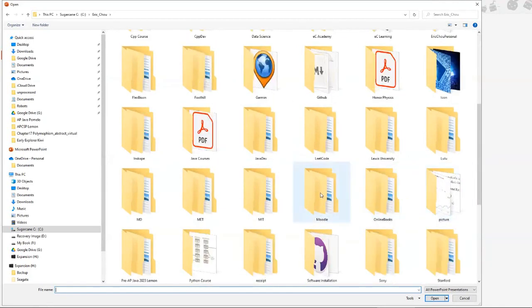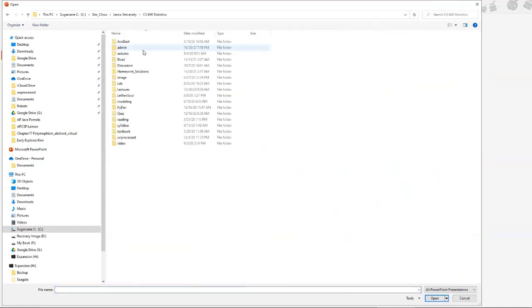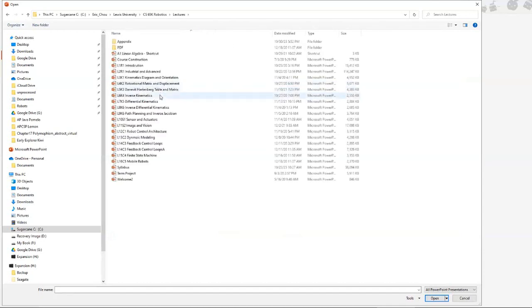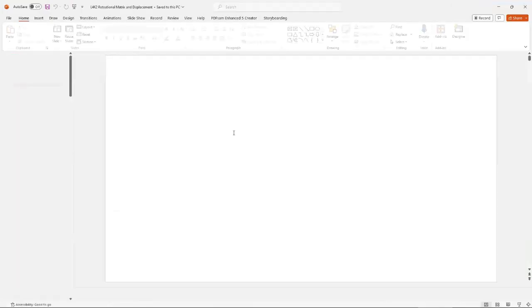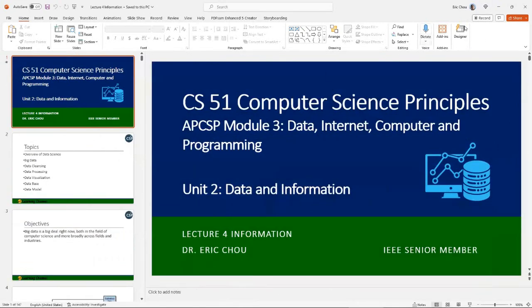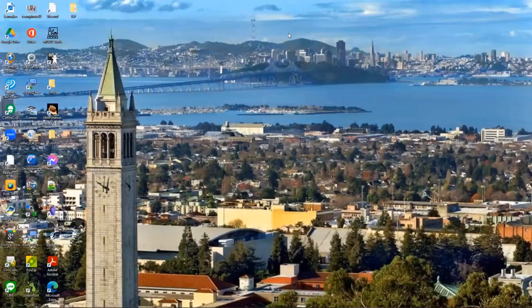Let me bring up the related slides. Okay, it's on this one, rotational matrix and displacement. So first, let's go back to the fundamental things.